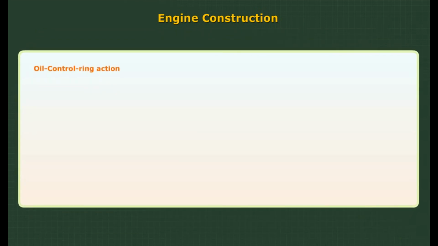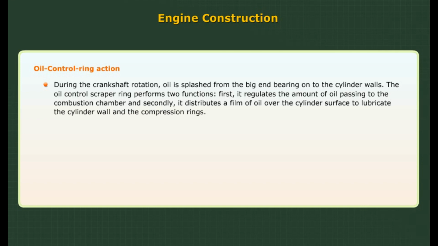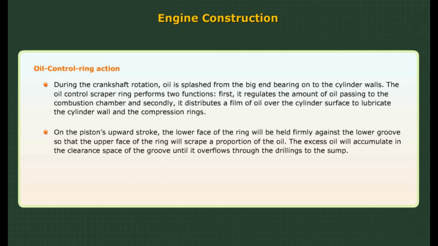Oil control ring action. During the crankshaft rotation, oil is splashed from the big end bearing onto the cylinder walls. The oil control scraper ring performs two functions. First, it regulates the amount of oil passing to the combustion chamber, and secondly, it distributes a film of oil over the cylinder surface to lubricate the cylinder walls and the compression rings.